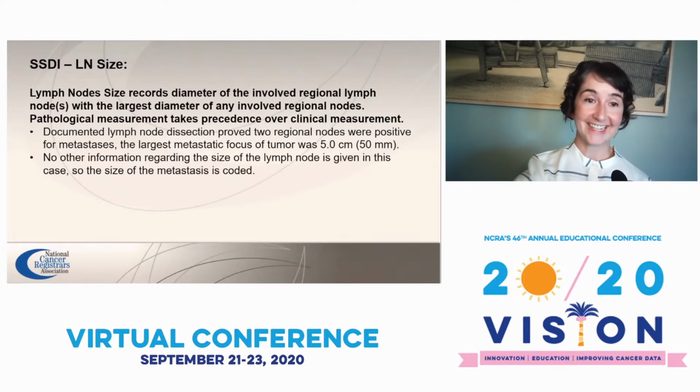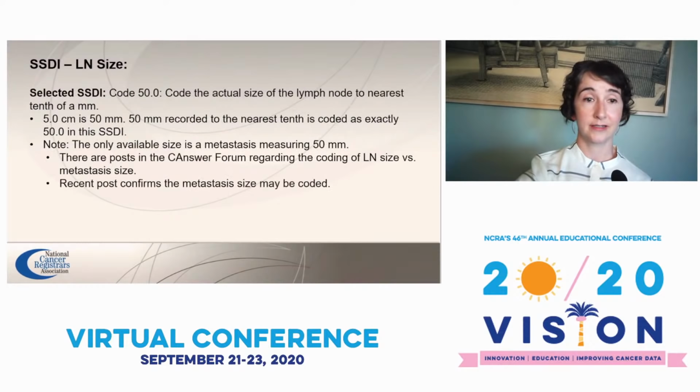And our last SSDI is lymph node size. This records the diameter of the largest involved regional node with pathological measurement taking precedence over clinical measurement. The documented lymph node dissection proved 2 regional lymph nodes with METs, the largest measuring 5 centimeters or 50 millimeters. There was no other information regarding the size, so the size of the METs should be coded.